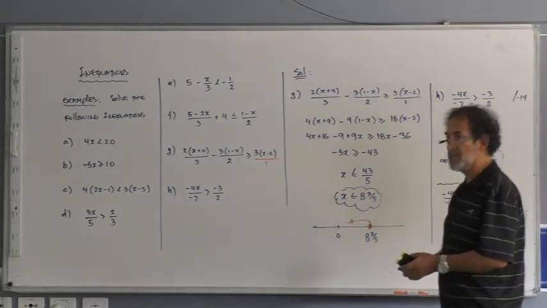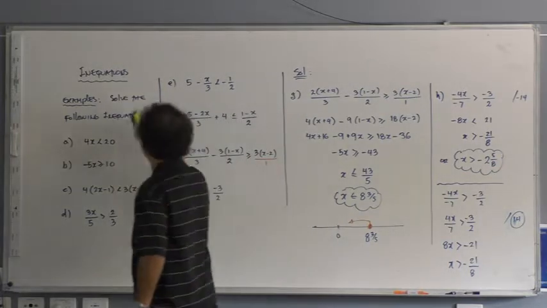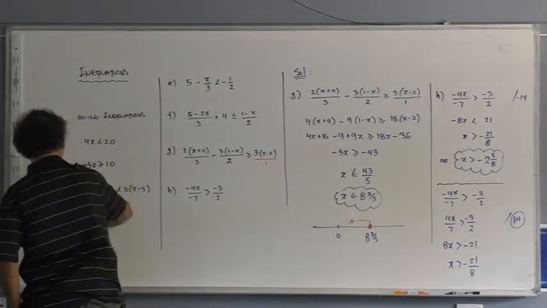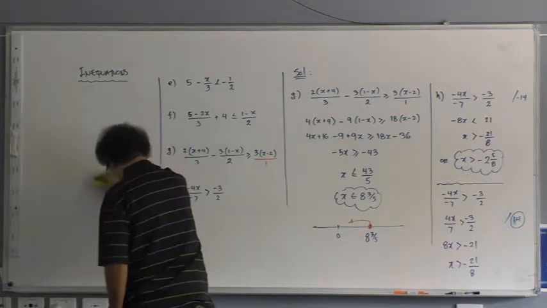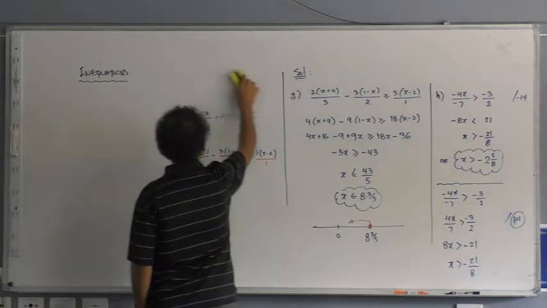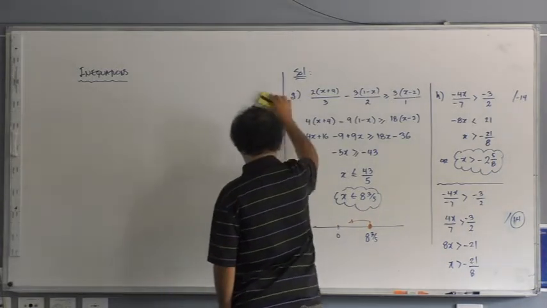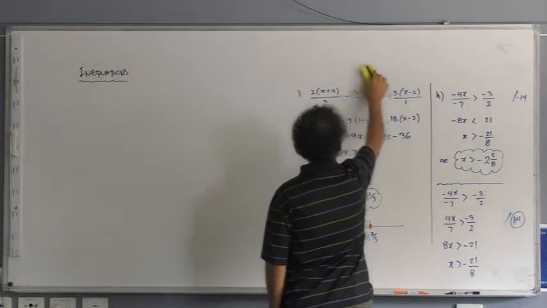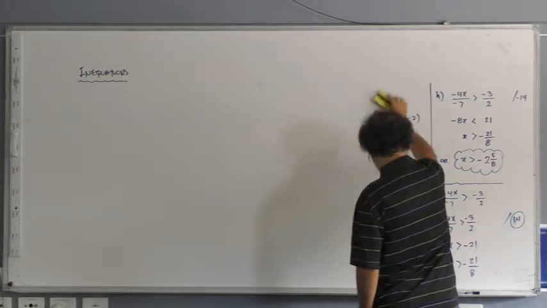Next heading is an inequation with absolute values. Yes, and then we're going to do a list, and then we're going to do a few examples, and then we are about to finish this topic, simultaneous equations.